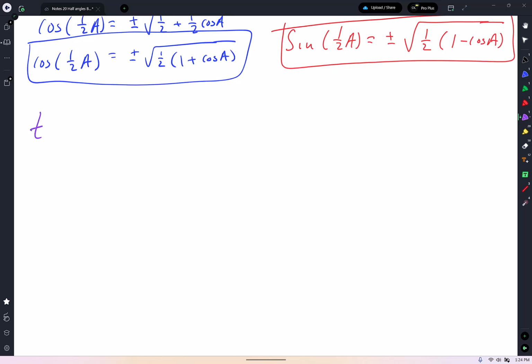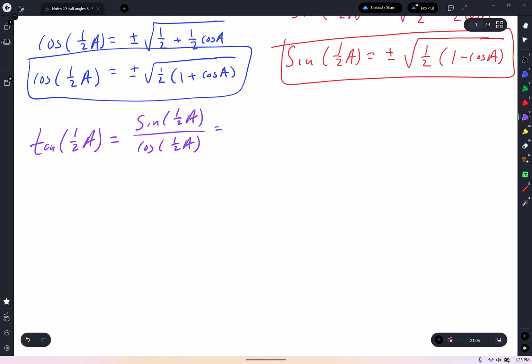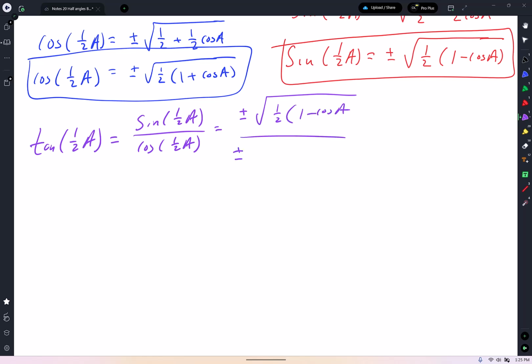So I'm going to take a different color, and I'm going to write tan of half A. My hack is going to be that tan is sine over cosine. So I'm going to write sine of half A over cosine of half A. And well, I have my sine of half A right here, and I have my cosine of half A right here. So I can write plus or minus the square root of 1/2 times (1 minus cosine A), over plus or minus the square root of 1/2 times (1 plus cosine A).